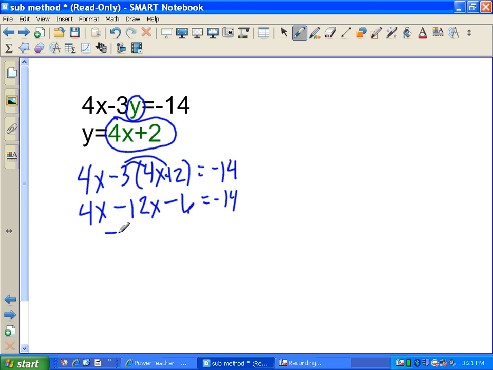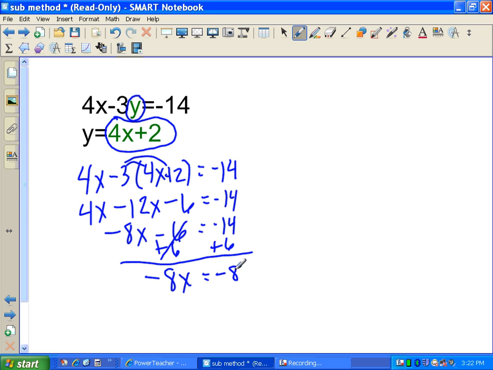4x minus 12x is negative 8x. Still have minus 6, equal to negative 14. Add 6. Negative 8x is equal to negative 8. Divide by negative 8. x is equal to 1.